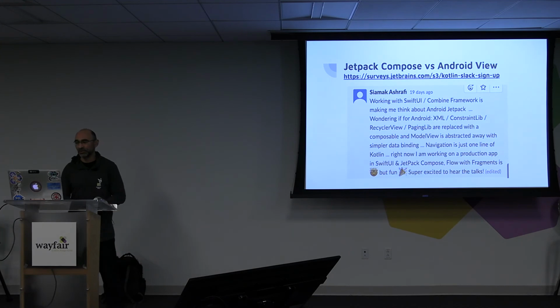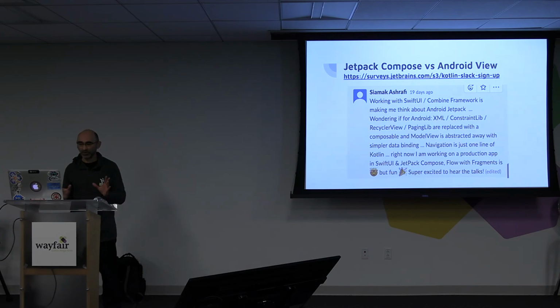on this Slack channel. So I was talking on the Slack channel and I said, working on UI, I can see that Jetpack Compose is going to change everything. We're going to get rid of XML, we're going to get rid of constraint libraries, we're going to get rid of recycler view, we're going to get rid of the paging library, and it's going to be replaced with composables. The view model is going to be extracted away, and navigation is going to turn into one line of code. So I posted that and I said, this is where I believe Jetpack Compose is going.